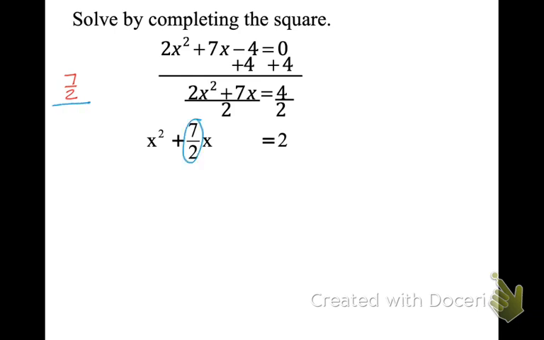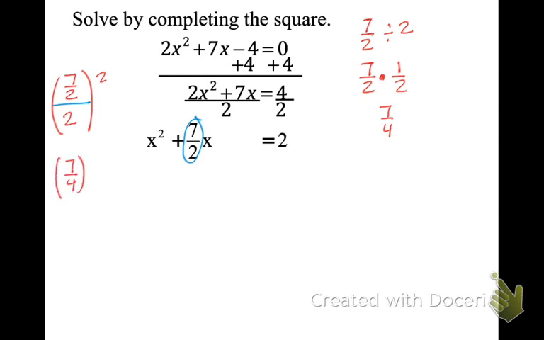Remember, we always take the b term and we divide it by 2. Well, 7/2 divided by 2. But we don't divide fractions. Instead, we multiply by the reciprocal. So then you end up with 7/4. Okay? Remember, we're doing that, and we square it. So that becomes 7/4, and then we have to square it. So it becomes 49/4. Add 49/4.